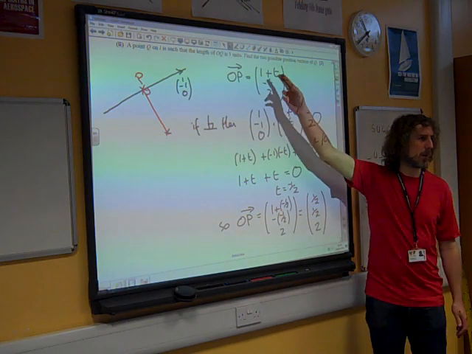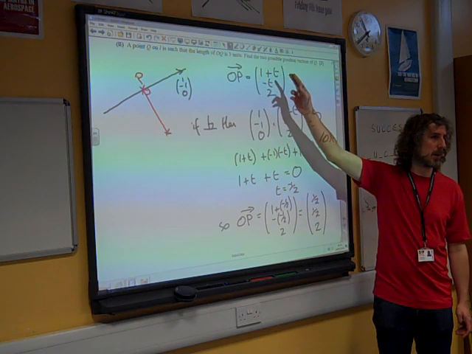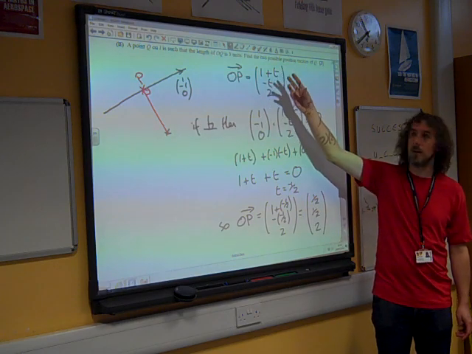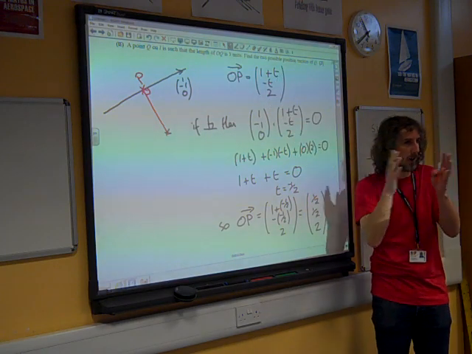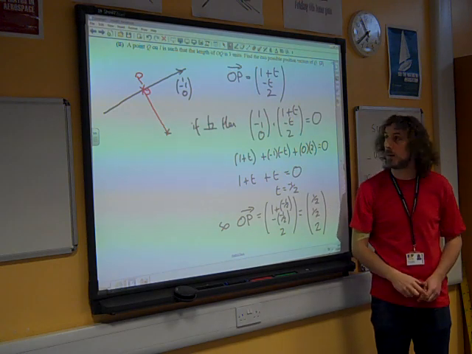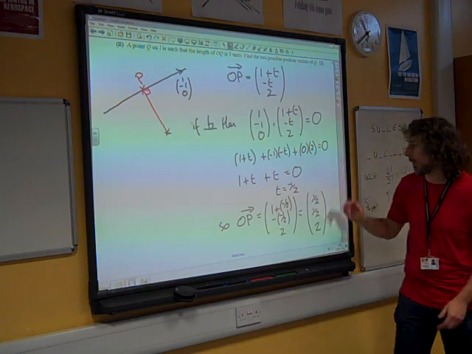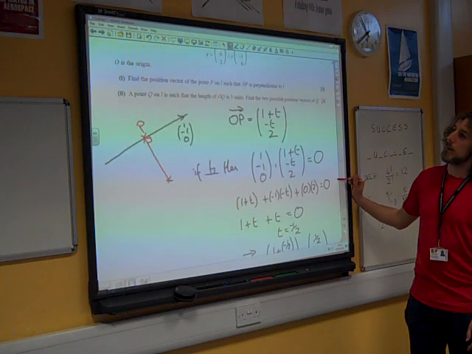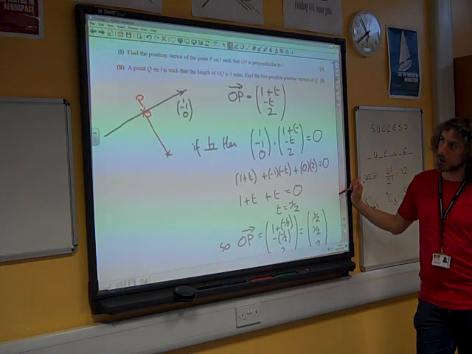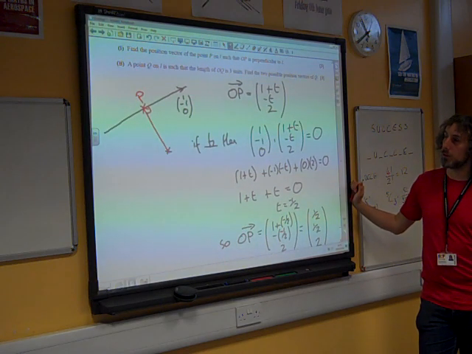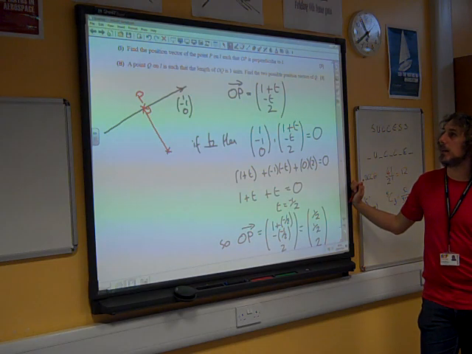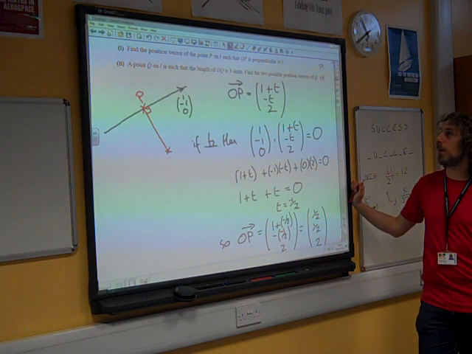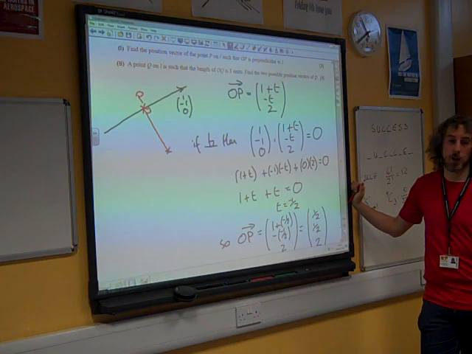This is quite a common trick though, isn't it? This idea of coming up with a general point on a line by merging your equation of your line together into one position vector. And it's quite a useful thing to remember how to do. A point Q is on L such that the length of OQ is 3 units. Find 2 possible position vectors of Q.